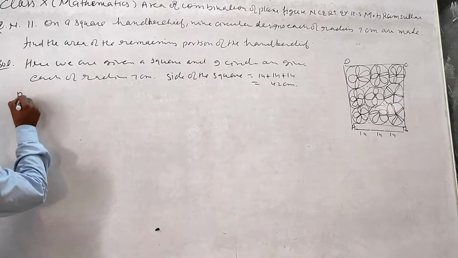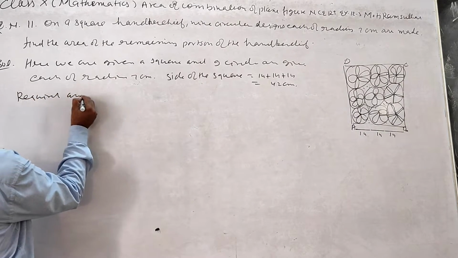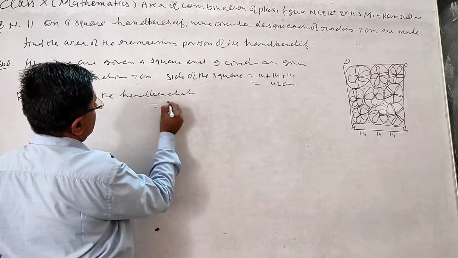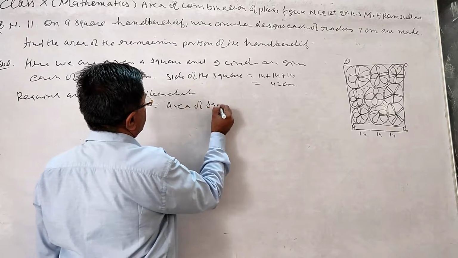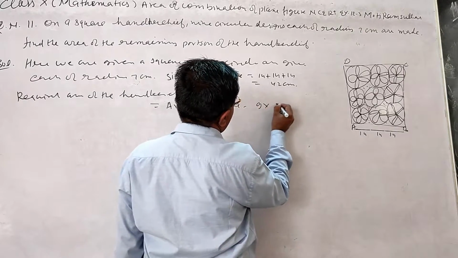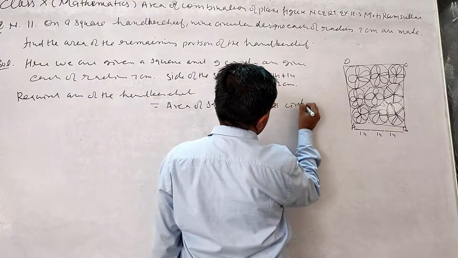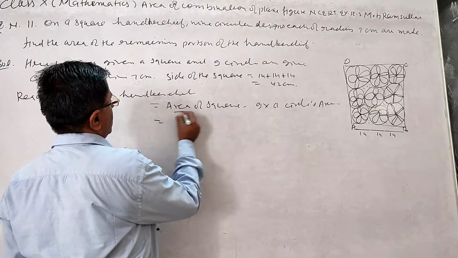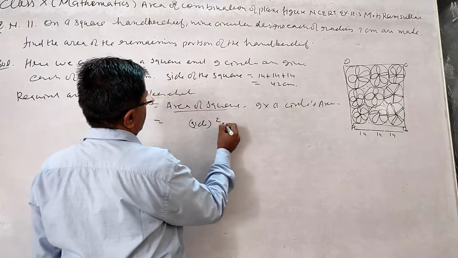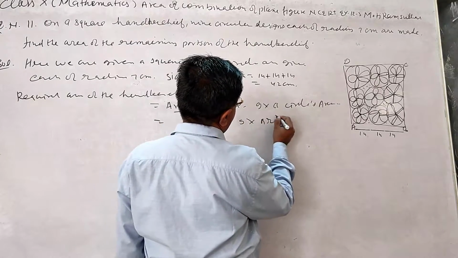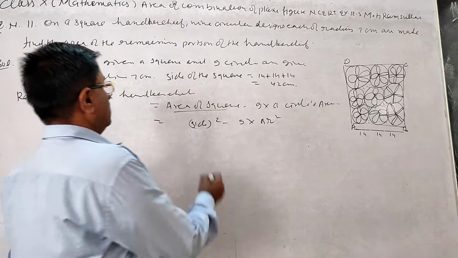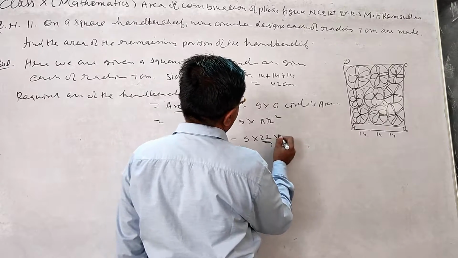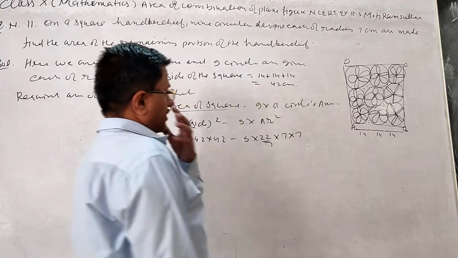So required area of the handkerchief is equal to area of square minus 9 into area of a circle. Area of a circle, right? So area of a square, that is side square, minus 9 into area of a circle, that is pi r square. Very easy question. We are given side 42 into 42 minus 9, 22 by 7. Radius is 7 for each circle. Clear?